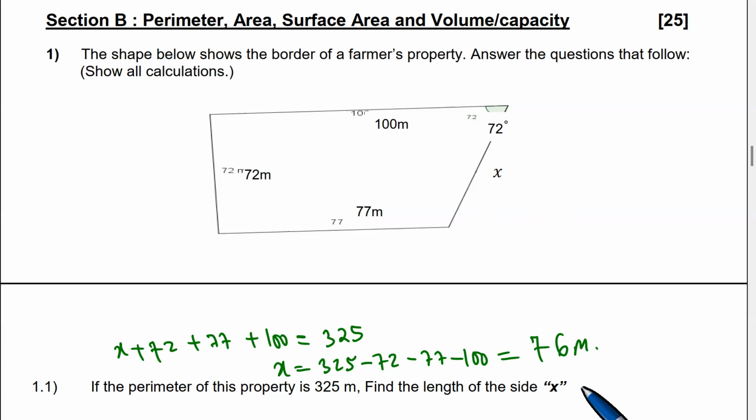Wait, mustn't it add up to 360? Because we're dealing with the perimeter. Perimeter means the sum of the length of the sides, and they've already said the perimeter is 325. So if we add X plus this plus this plus that, it must give us exactly 325. You get the point? Yes, sir. Because it's not the angles. X is a side. If it was an angle, it would add up to 360. Angles add up to 360, not the sides.